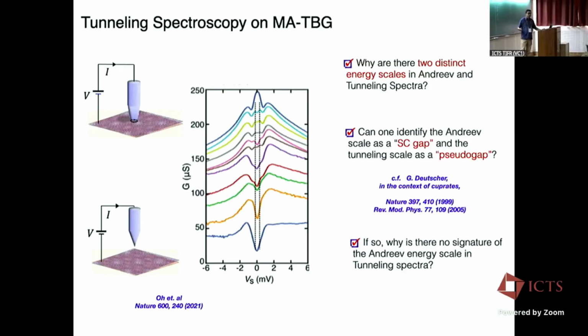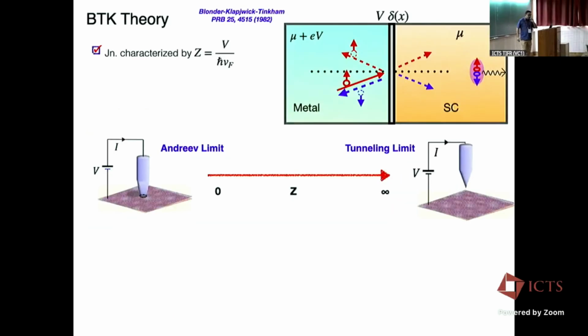And this is what I'm going to talk to you about. What are the scales and why? How should we understand this? To do that, maybe it's useful to understand how these junction conductances are understood within the standard BCS-like superconductors.